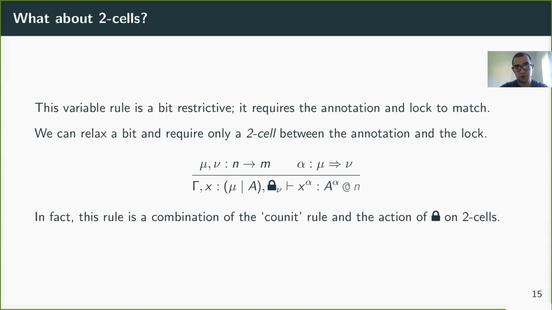Now, the variable rule from the previous slide is a little bit too restrictive because it requires the annotation and the lock to match on the nose. And our mode theories have a richer structure that allows us to have a slightly more flexible rule. So if you can see here, we don't require them to match exactly. We only require them to match up to a 2-cell. And so here we access X with the 2-cell alpha. And the alpha tells us how to bridge the gap here. And in fact, in the semantics, this is just a combination of the co-unit rule and then the action of lock on 2-cells.